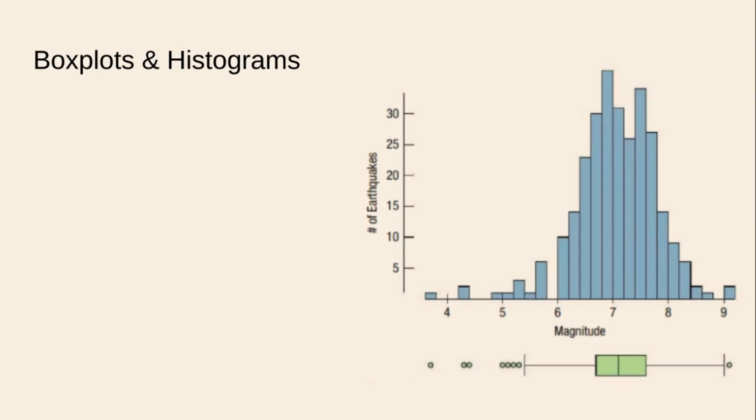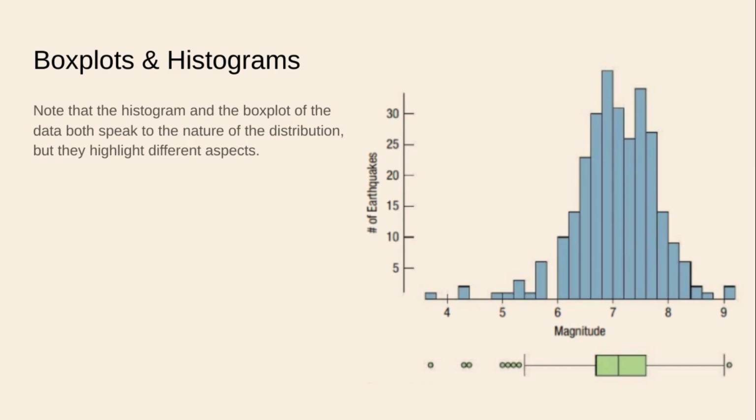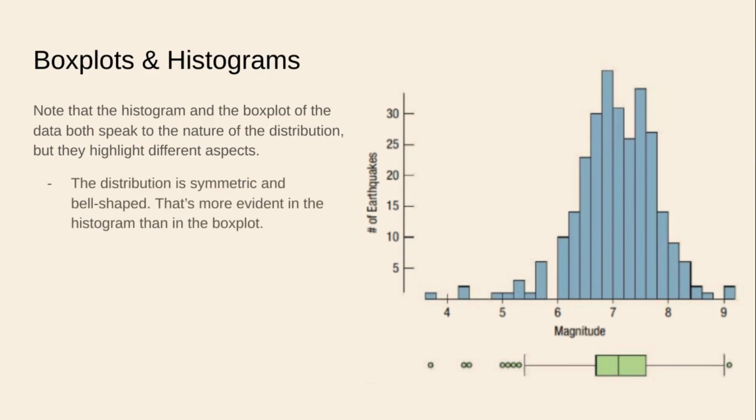All right, box plots and histograms. Note that the histogram and the box plot of the data both speak to the nature of the distribution, but they highlight different aspects. The distribution is symmetric and bell-shaped. Now, we're not going to see that in the box plot. You can make an argument that it's there, but it's not explicit. Box plots are not very good at giving you an idea of the shape of data, not at least as good as a histogram.